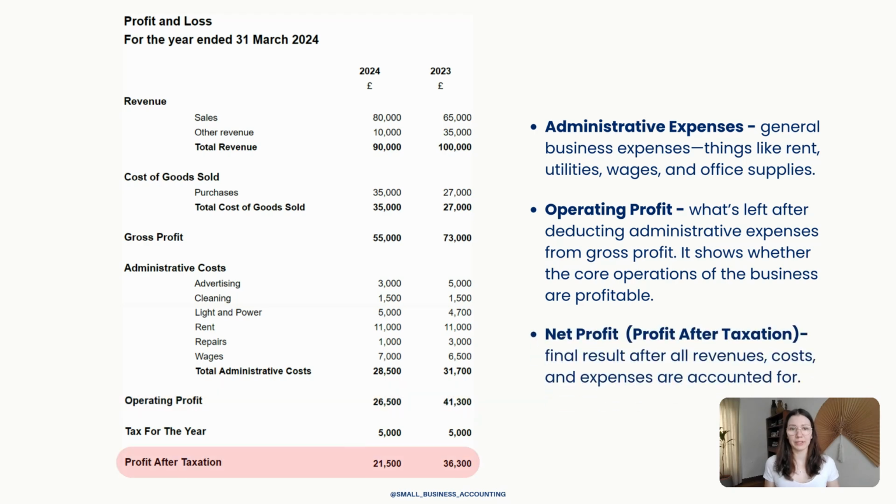Then we have our net profit or loss, also known as the profit after taxation, and this is basically our profit after deducting all the expenses and taxation. So this number shows whether your business is actually making money after covering all costs and tax. In summary, the income statement tells you how much money you earned, what were your total costs, and whether you have any profit left after paying all your expenses.